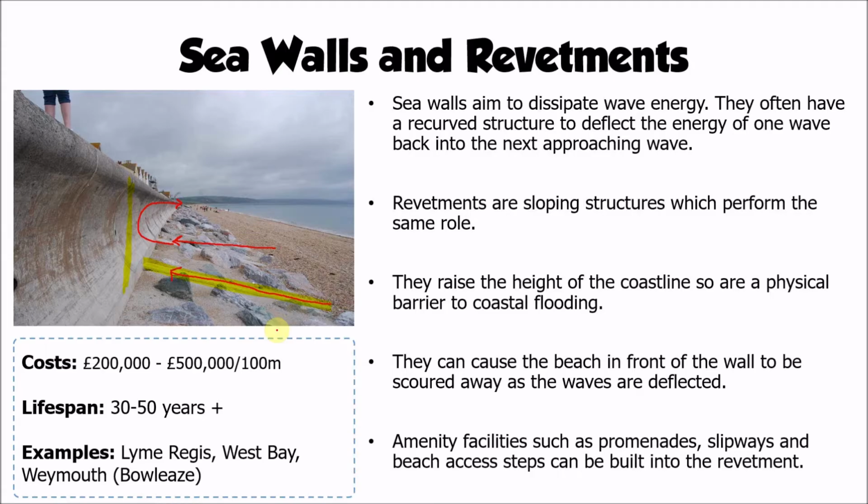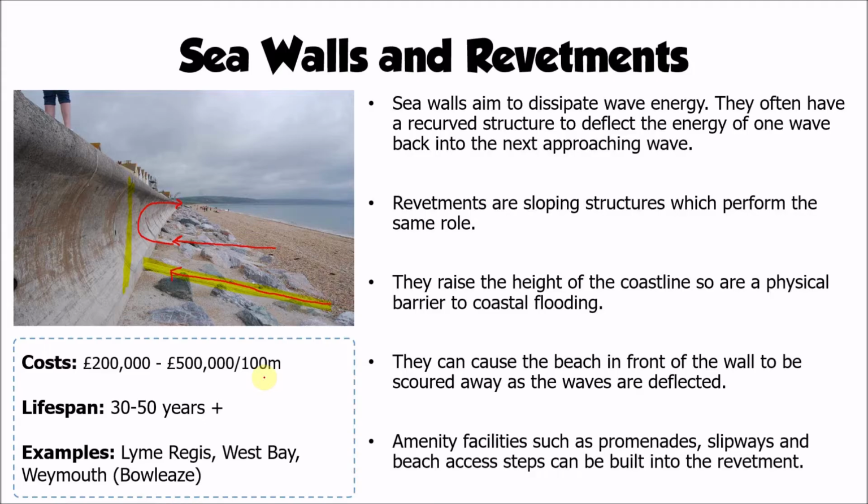In terms of some statistics, they are very expensive, so we can be looking between £200,000 and £500,000 per 100 metres. And when you think about many sea walls being several kilometres in length, you can see how the cost really significantly adds up. On the other hand, they tend to have very long lifespans, quite easily 30 to 50 years or more. Those sea walls and revetments could last, provided they're properly maintained.